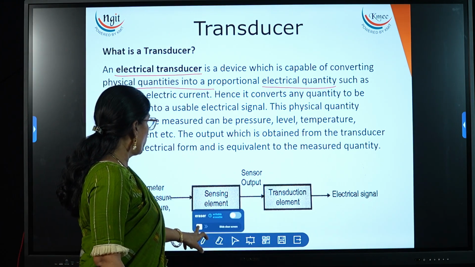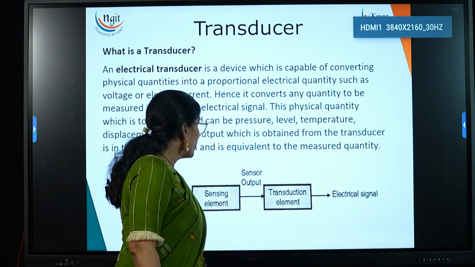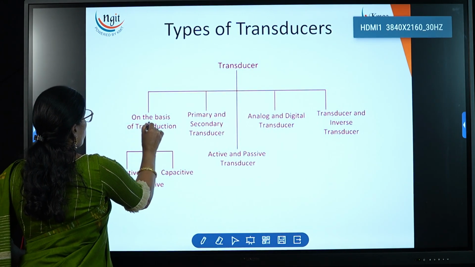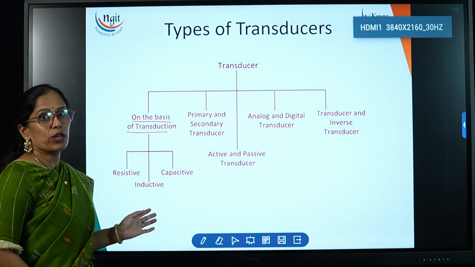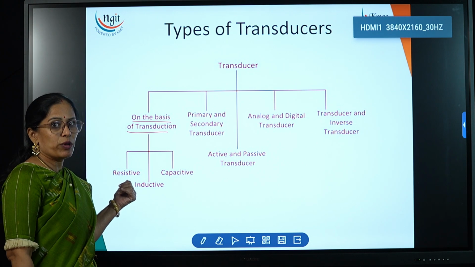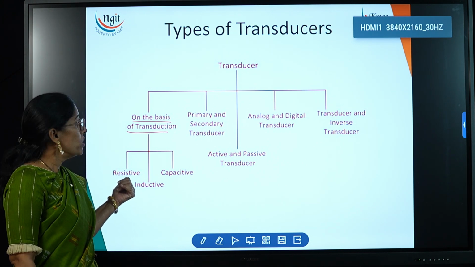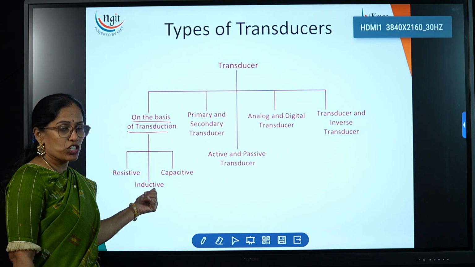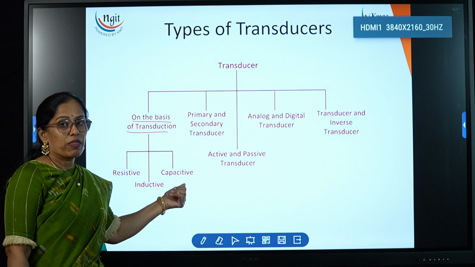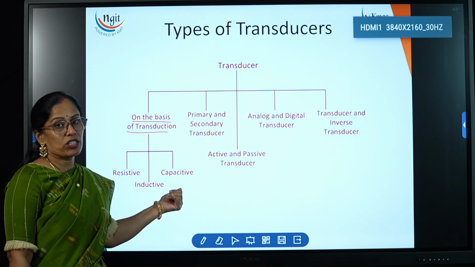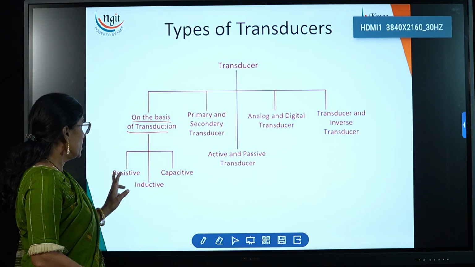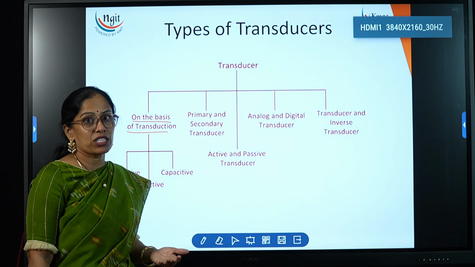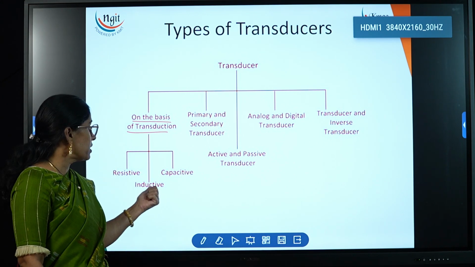Now there are a few different types of transducers, which we will discuss here. These are the different types of transducer based on the transduction element, that is, how the input physical quantity is converted. If the output is converted into resistance, then that is called a resistive transducer. If the transduction element is inductive, then that is called an inductive transducer. If the transduction element is a capacitor, then it is called a capacitive transducer. These are the three different types of transducer based on the transduction. It means the physical quantity is converted into which parameter: either resistive, capacitive or inductive, depending upon which of the three transducers it is.